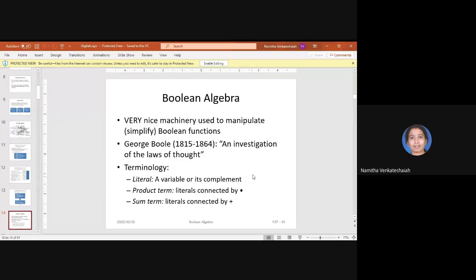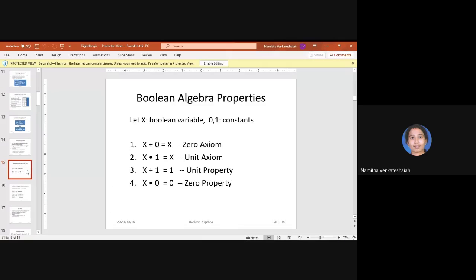Next is Boolean algebra. This is not in your syllabus, but for the basic knowledge you need it. A literal means a single variable or its complement. A product term is literals connected by dot. A sum term is literals connected by plus. All these things you already know, I'm simply revising it.